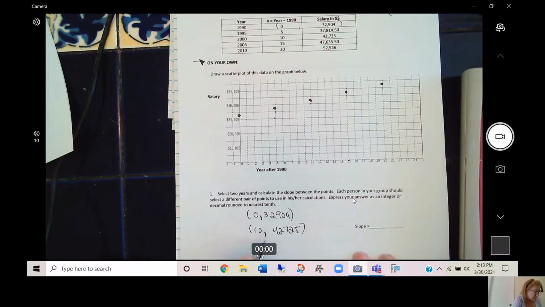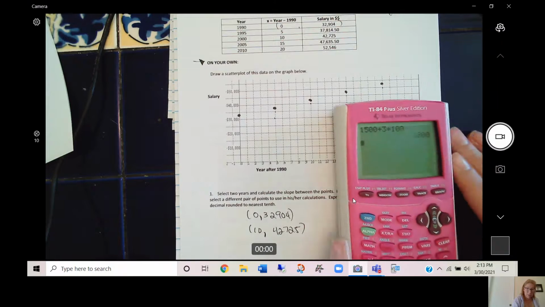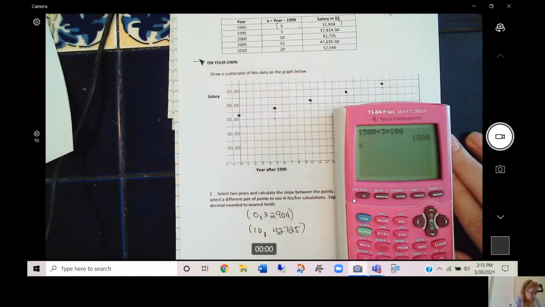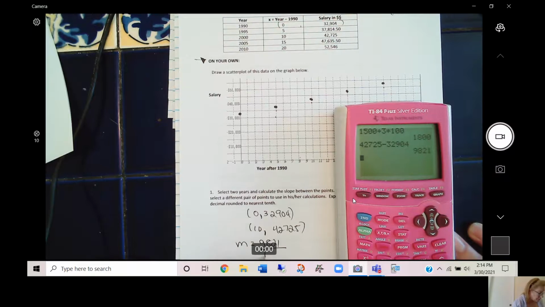Now, this actually is a perfect linear pattern, so it doesn't matter which pair of points you pick, you're going to get the same slope. But let's work this out. We're going to do y2 minus y1, so 42,725 minus 32,904. It's going to give us 9,821 on top. So your slope will be 9,821 over x2 minus x1, which is dividing by 10, which will be 982.1.